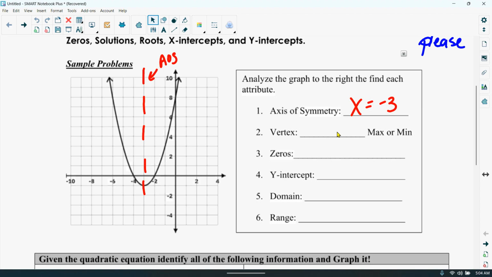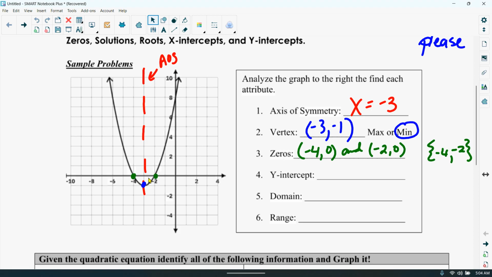Remember, your axis of symmetry goes through the vertex. That is this point, the turning point of that parabola, the highest or lowest. This is a minimum. Zero is the same thing as your x-intercepts. So right here where the parabola touches the x-axis, that's our solution, our zeros. We can write it as an ordered pair or in brackets to show both x values.